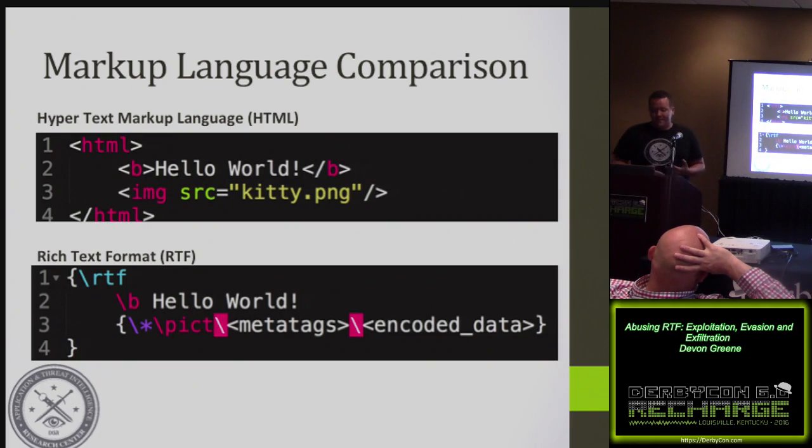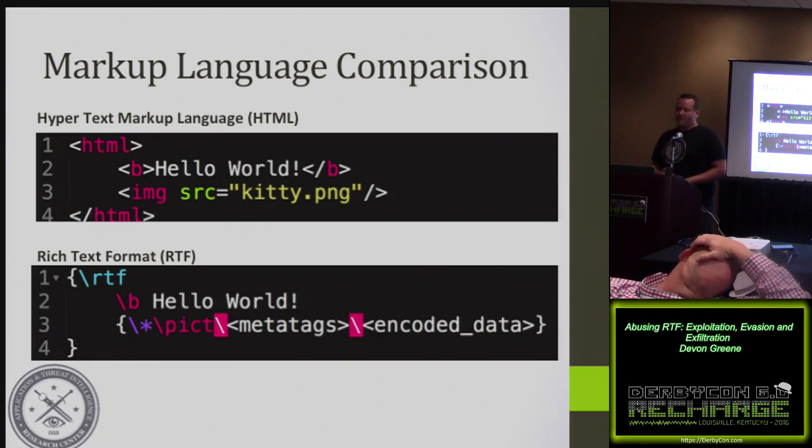So key things to take note of: the magic file header, so \rtf and then a version number. We have \b to say, hey, we'd like to bold this text, hello world. And then finally we have a picture object.